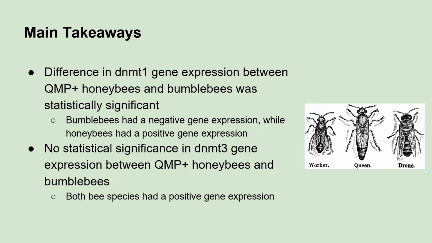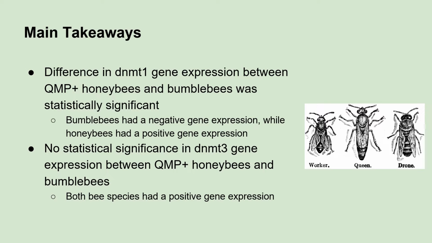In my experiment, I quantified DNA methylation by evaluating the relative gene expression of two DNA methyltransferase genes called DNMT1 and DNMT3. For DNMT1, I found that the difference in relative gene expression between the QMP plus honeybees and bumblebees was statistically significant. I also observed a negative gene expression for bumblebees and a positive gene expression for honeybees.